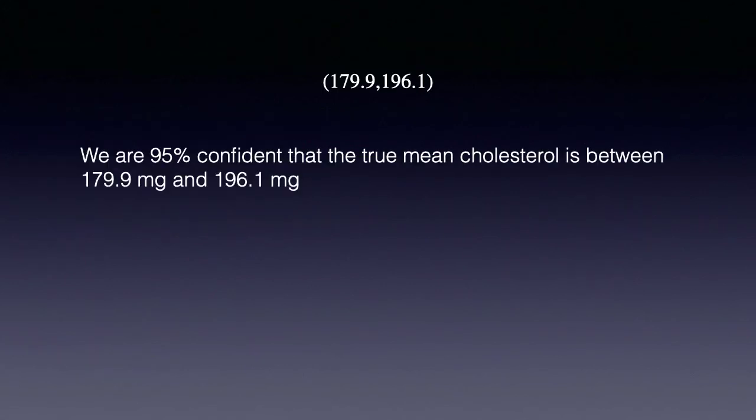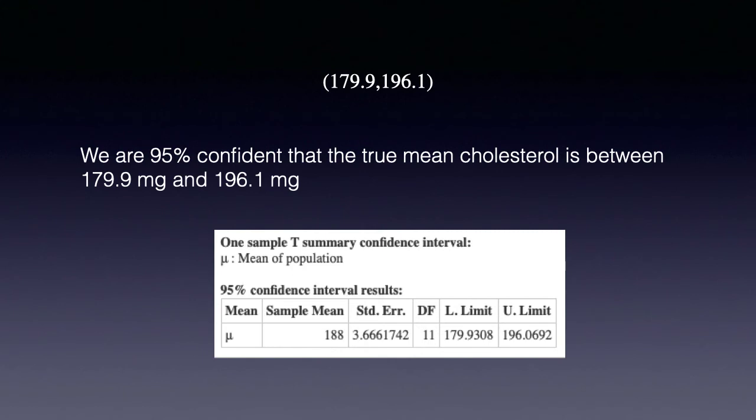Our next step is to interpret this confidence interval. We can say we are 95% confident that the true mean cholesterol is between 179.9 milligrams and 196.1. Let's recall from our previous discussion that 95% confident means, for example, if we were able to construct 100 confidence intervals, then 95% of those confidence intervals would contain the true population mean.